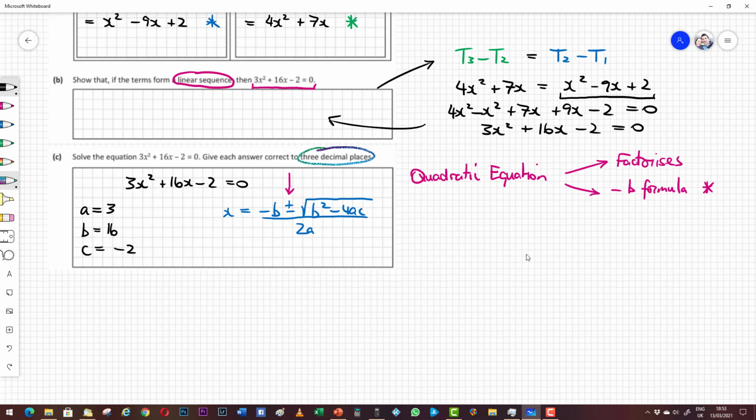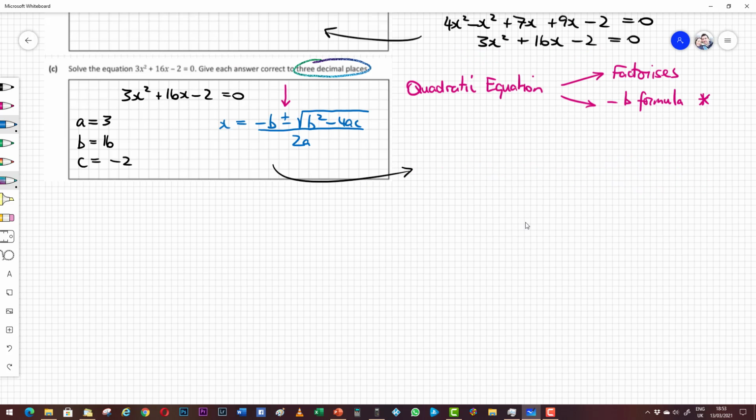So let's go over to the side here and sub these values in. So write down the formula again. So we have x equals minus b plus or minus the square root of b squared minus 4ac all over 2a. And as we fill it in, we'll watch out for a couple of mistakes that people generally make with these. So x is equal to minus b.